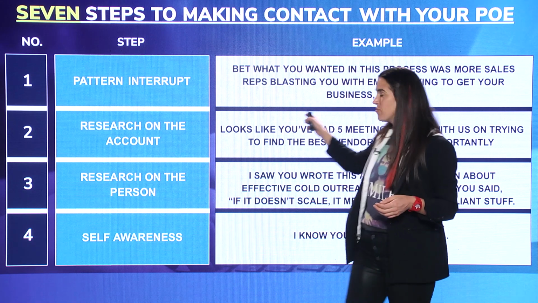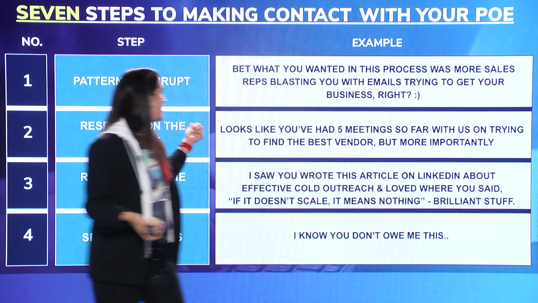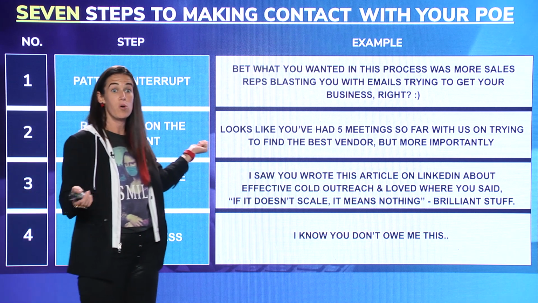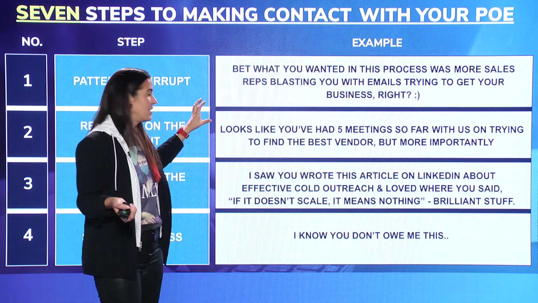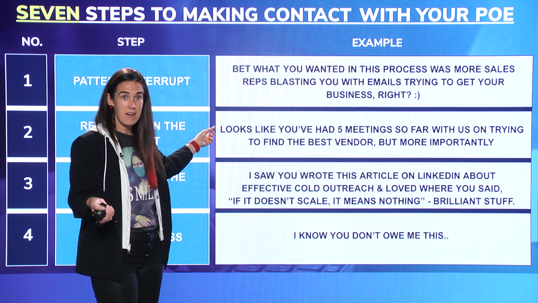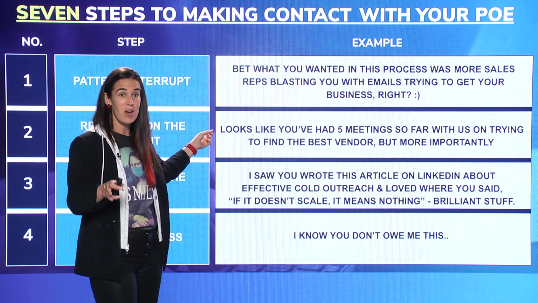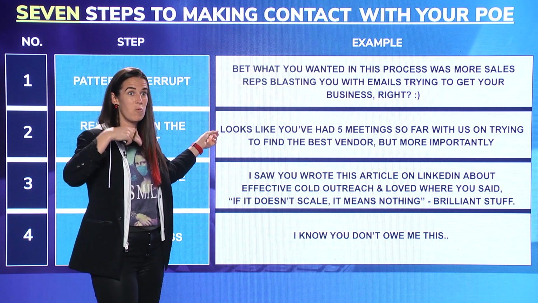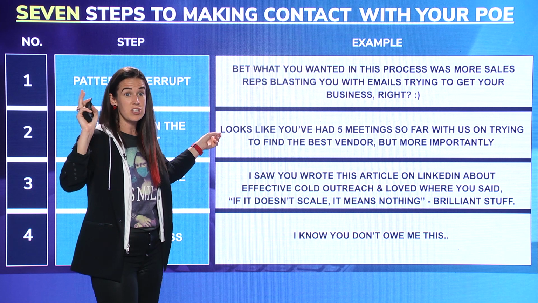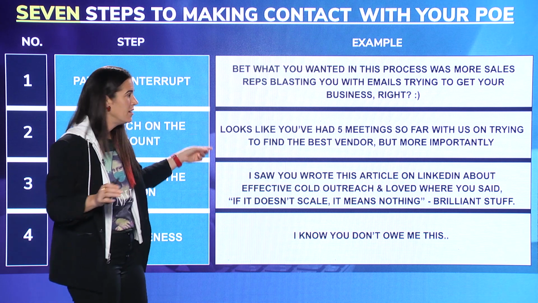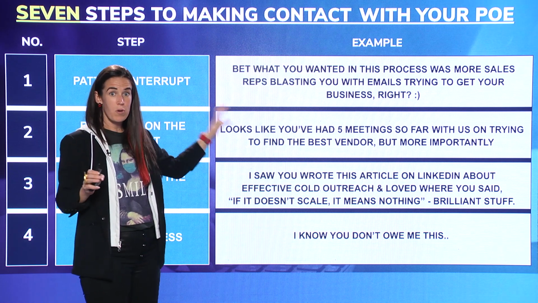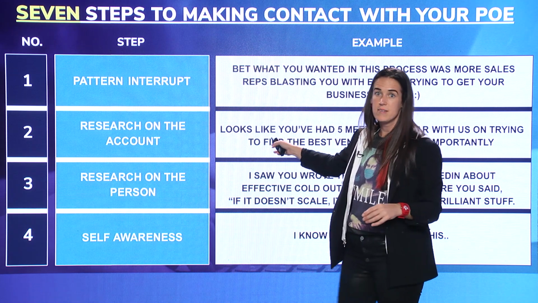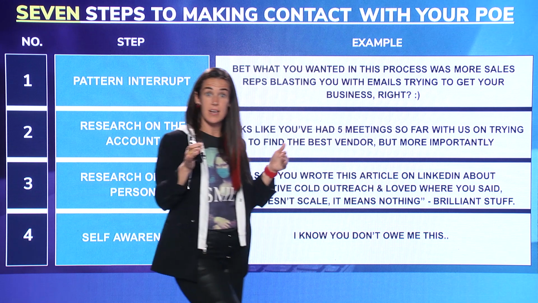Number 2, I would prove my research on the account. So I would say, it looks like you've had 5 meetings so far with us on trying to find the best vendor. I'd give them a little splice of what the background has been with the account, not because they don't know, but because you want to prove to them that you know. You want to prove to them that you're not running in just trying to close a deal, that you actually have done your homework on what's happened to date. But you want to say, but more importantly, and in step 3, research on the person and make it personalized to them.